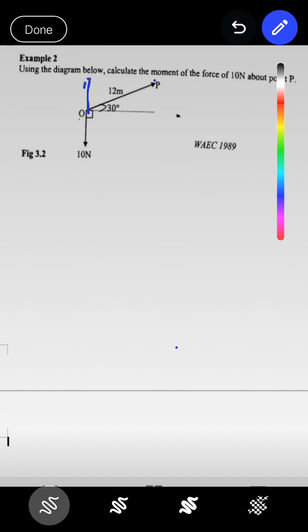So this is the perpendicular distance. That is the distance we are going to be using, because moment is equal to the product of force and perpendicular distance. And that distance is the same as the distance from here to here. So we can decide to just find this distance. If we draw this line, we have 90 degrees here.